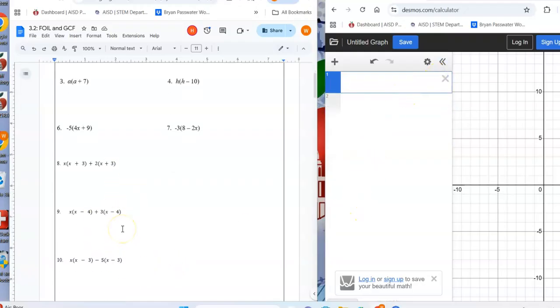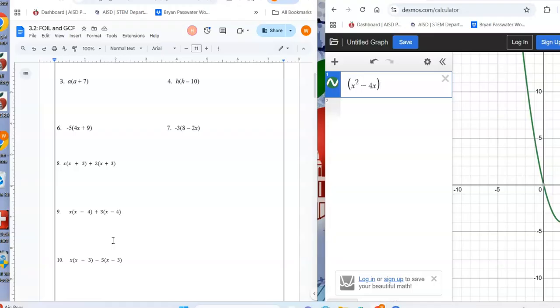Now, 8, 9, and 10 are a little different. You have to do the multiplication twice, and then you combine like terms. So if I were to do number 9, okay, I'm going to skip 8. I'm going to do 9. So first up, I have to do x times x minus 4. That is x squared minus 4x. I'll put parentheses around it for now. That's what the first one is.